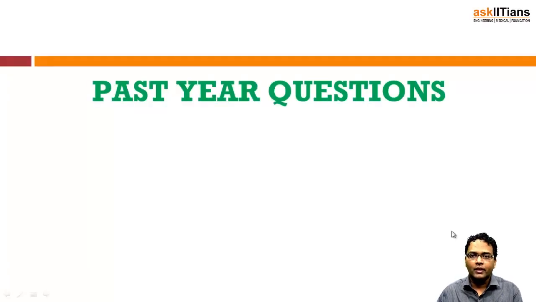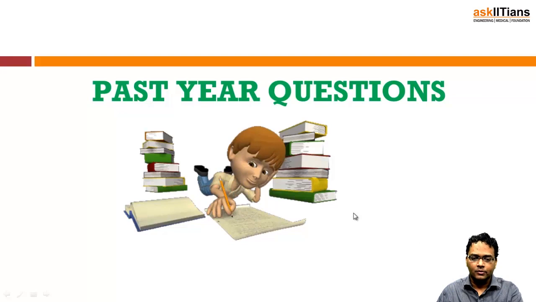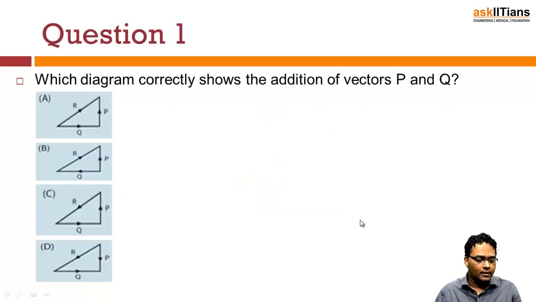So we move on to the next part, that is the past year papers, past year questions to be precise. Let's go to the first question. Which diagram correctly shows the addition of vectors P and Q?